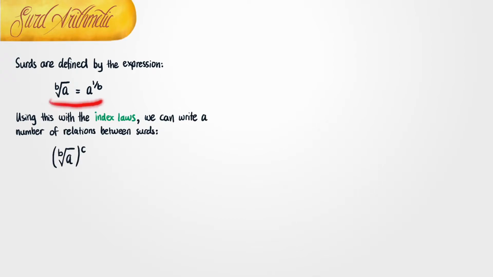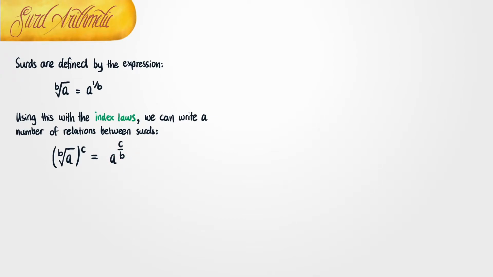So if we use this expression and the index laws, we can write a whole bunch of different relations between expressions that involve surds. For example, if we start with the bth root of a all to the power of c, we can rewrite this using this formula. Now after this, we can go ahead and multiply this 1 on b by this c, which will give us c on b.